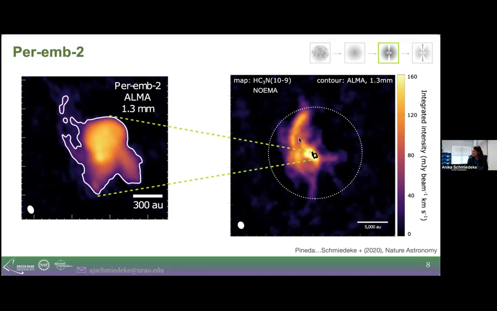So for the online people, on this side. Again, the dotted circle is the primary beam of the interferometric observation. So also this streamer extends to the primary beam. So it could extend even further and connect this to larger scales, but we don't know that yet.